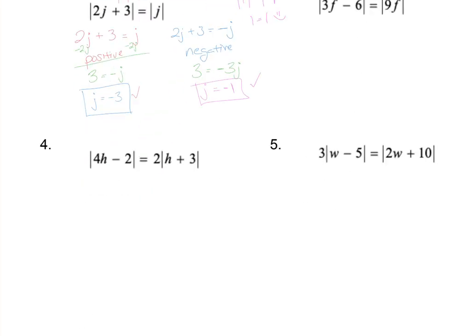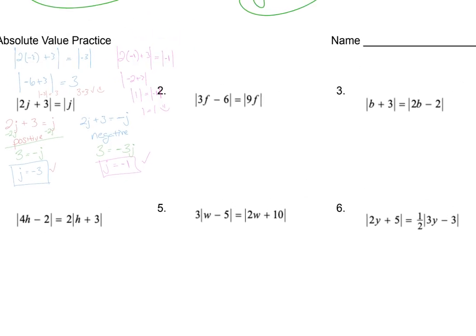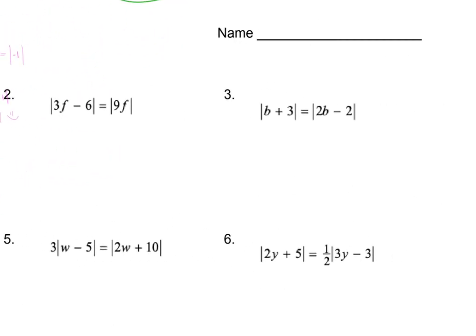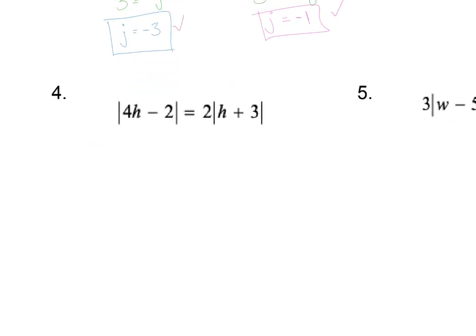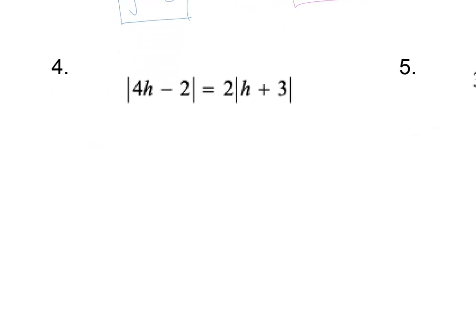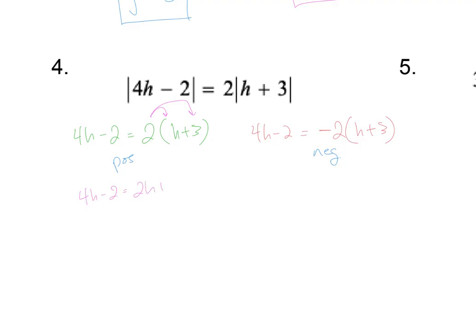And you might even be wondering, well, wait, what about this guy? If you're like, I get it for this, one of them's positive, one of them's negative. What about this? Check it out. We're going to have 4h minus 2 equals 2 parentheses, h plus 3. And we're going to have 4h minus 2 equals negative 2, h plus 3 in parentheses. Here's my positive. Here's my negative, right? So on the left side, I got to distribute this too. So I get 4h minus 2 equals 2h plus 6.